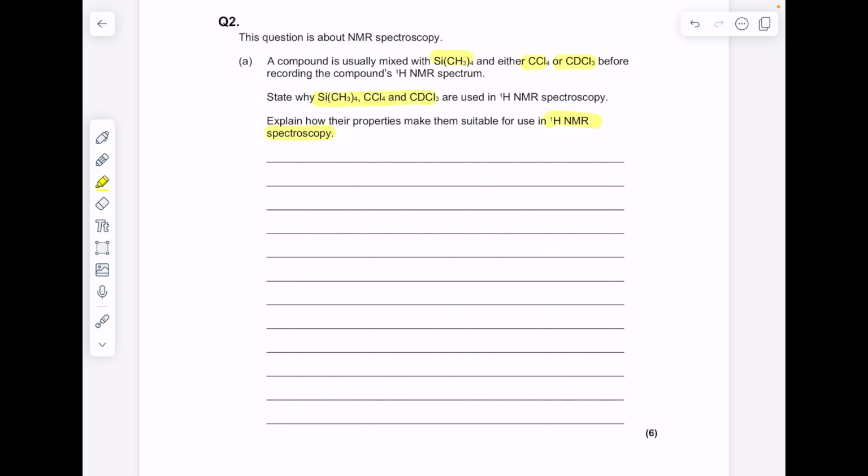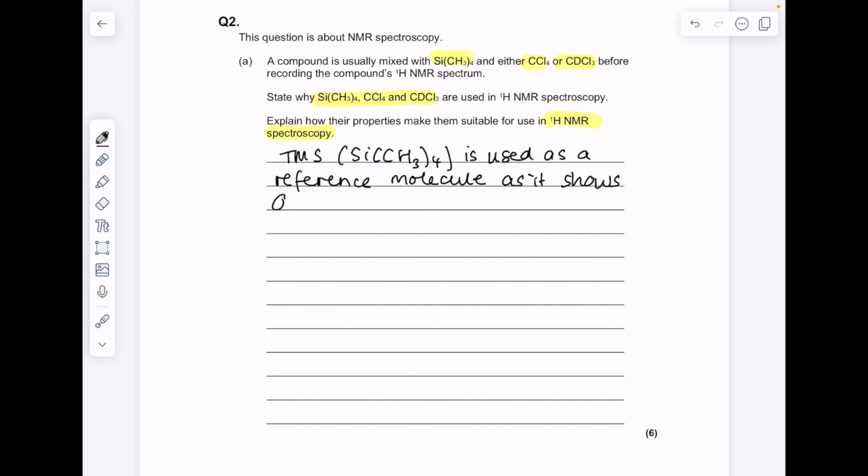Let's start with tetramethylsilane. It is used as a reference molecule as it shows 0 parts per million chemical shift. What other properties make it useful for this purpose? TMS is unreactive, it's inert, non-toxic, and easy to remove from the sample.